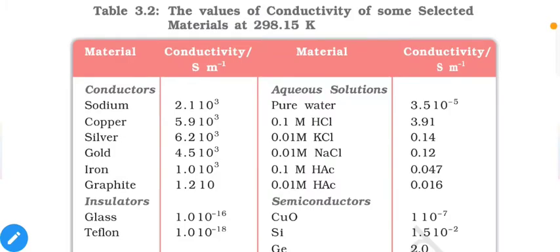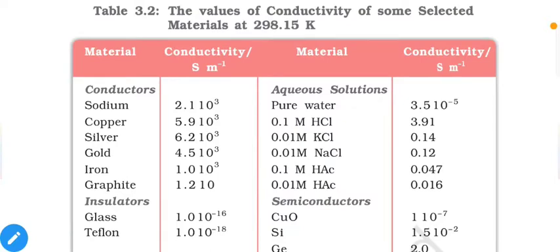Here the values of conductivity of conductors, insulators and semiconductors, along with aqueous solutions, are mentioned, so we can compare their values with each other. As we can see, sodium, copper, silver and other metals are good conductors of electricity, which is why their conductivity values are quite high. Glass and Teflon are insulators, so their conductivity values are very low. Aqueous solutions are in between. Some aqueous solutions behave as good conductors of electricity and some do not, so different values are mentioned.